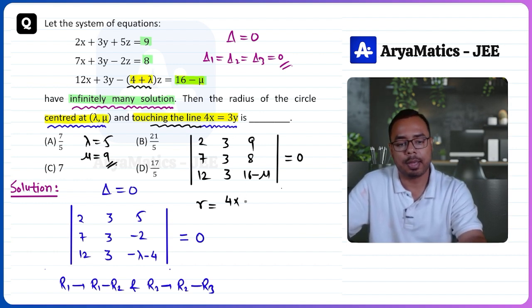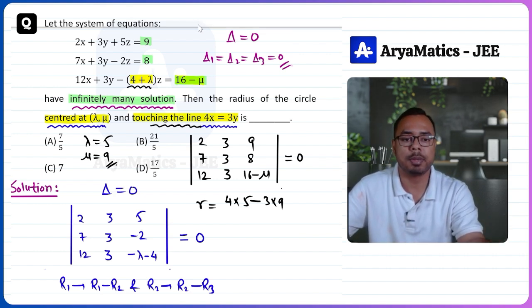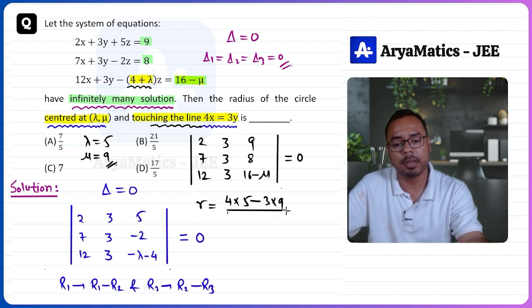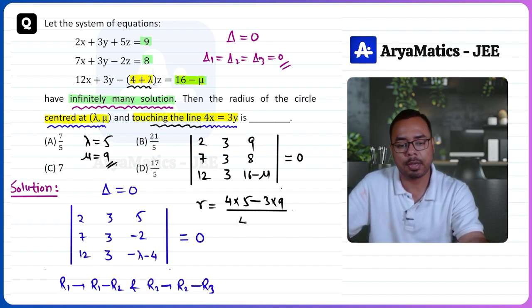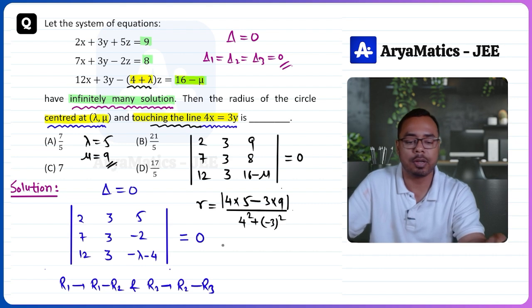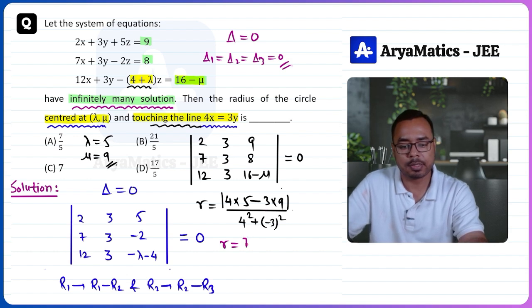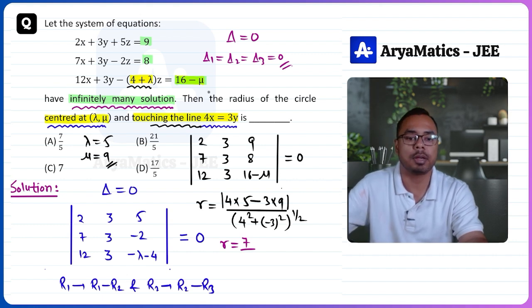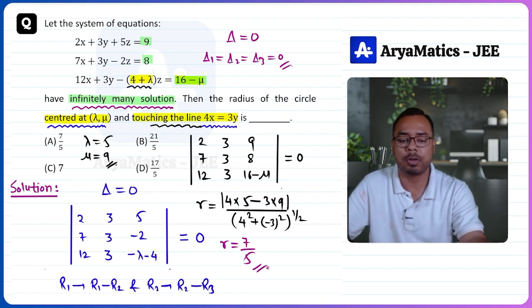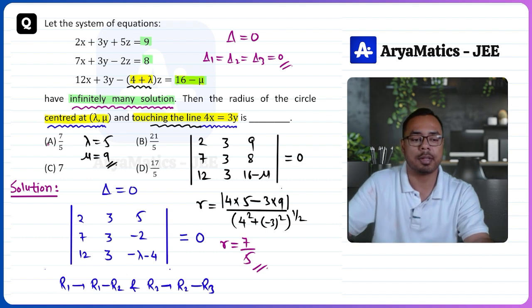4 into lambda minus 3 into nu, magnitude of this thing, divided by, in the denominator, root over a square plus b square, right? That is the standard formula for finding the distance of a point from a line. So in the denominator we have the square root of 4 square plus (minus 3) square, and obviously in the numerator we need to take the modulus of this thing. So clearly you can see that this will be 20 minus 27, so that is 7, and in the denominator the square root of 4 square plus 3 square will be 5. So that should be the radius of the circle, 7 by 5.